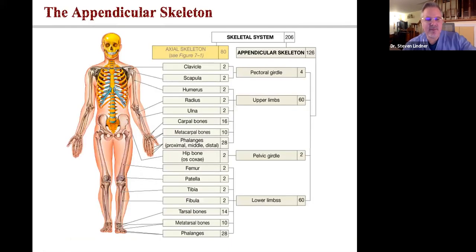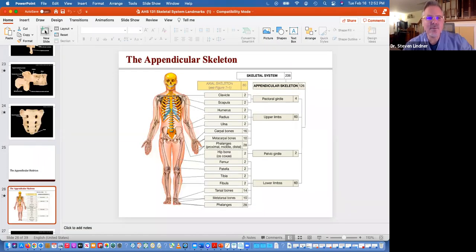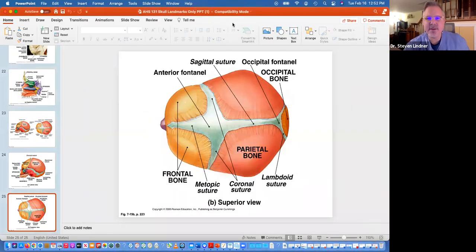Okay, let me see if I can find a good picture of that for you. Let me just stop the screen share for a second. And let's see if we can find sacral landmarks. See if we can find the sacral crest there. There we go.